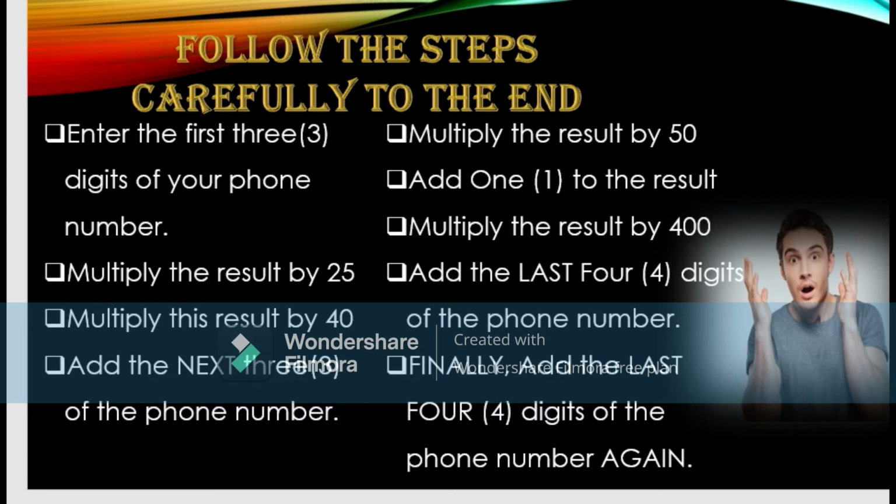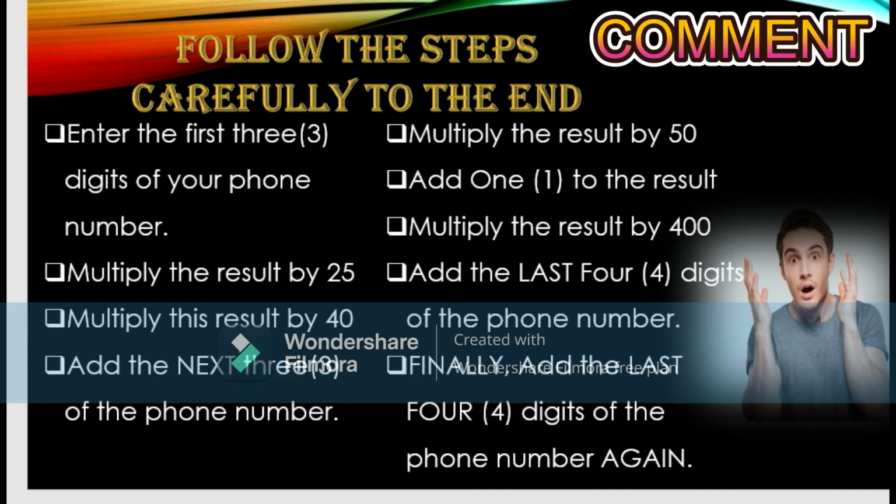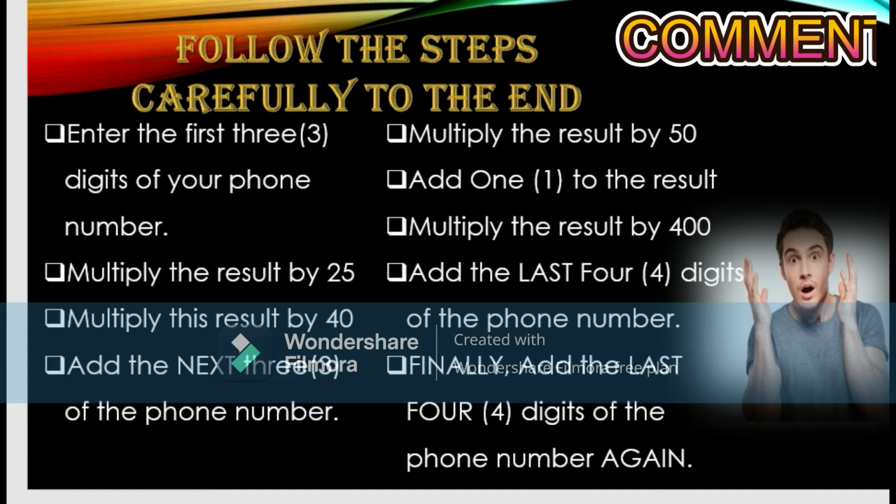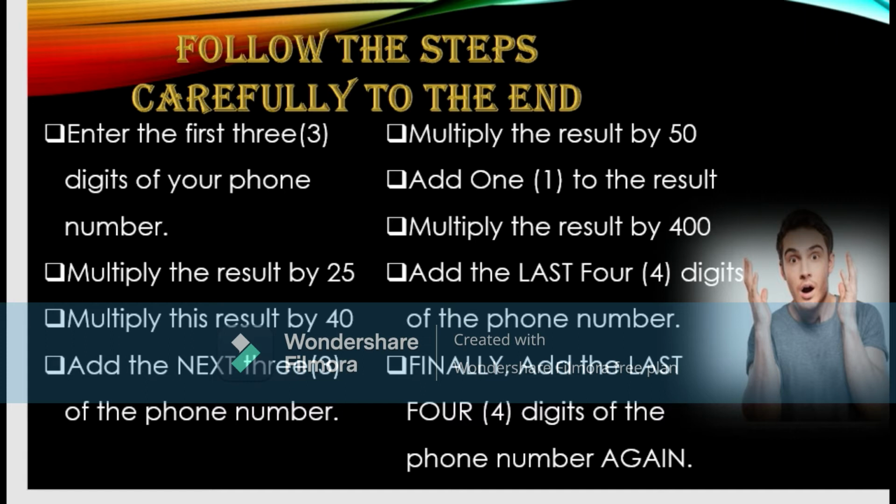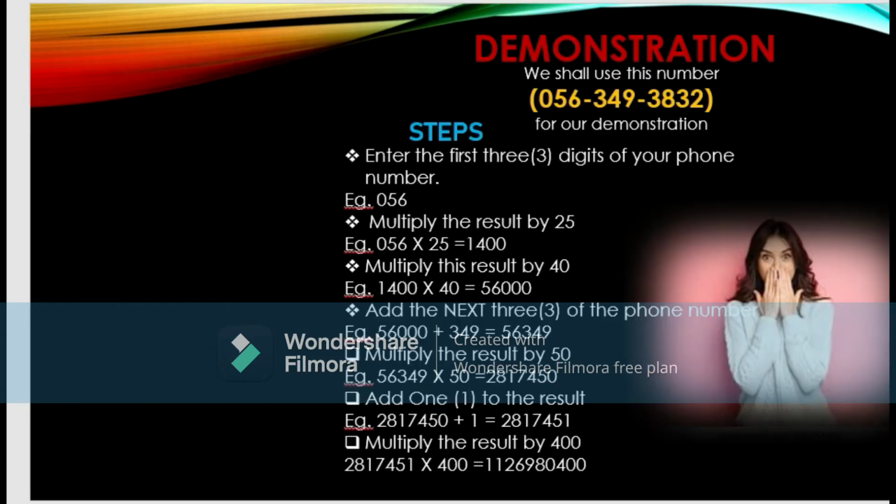Alright. So the first step, ask the person to enter the first 3 digits of the phone number. You multiply the result by 25. Multiply this result by 40. You add the next 3 digits of the phone number. Multiply the result by 50. Add 1 to the result and multiply the result by 400. Add the last 4 digits of the remaining phone number, and then finally you repeat the last 4 digits of the phone number again. Okay, so let's take a practical example.